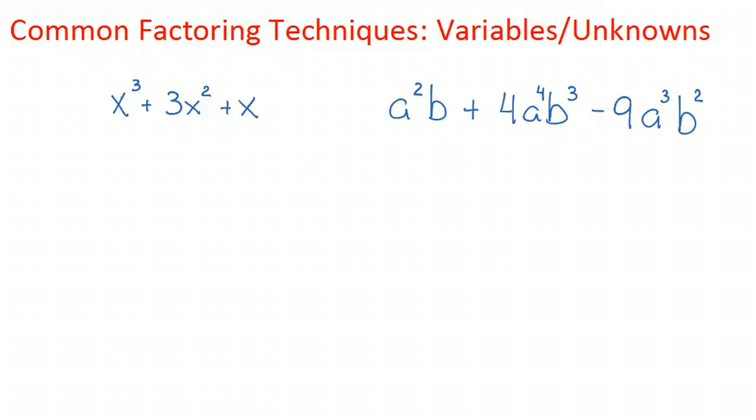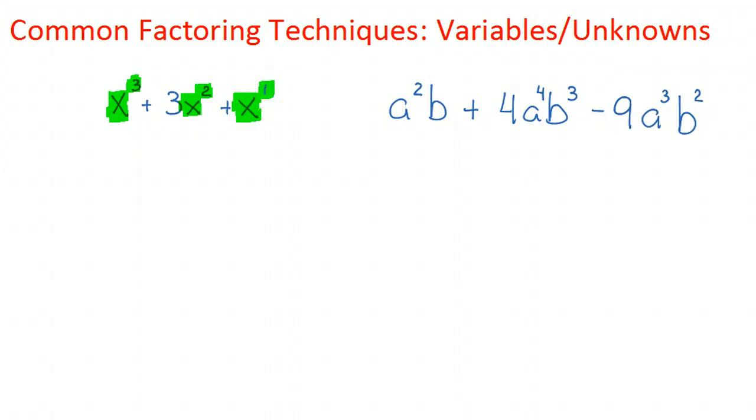So what I'm going to do when I factor out unknowns here is I'm going to take a look, and I see right away that there's an x in each of these. So that means that I can factor out at least one of them. And once I've looked at the x, then I look at the power. So here I have a power of 3, there I have a power of 2, and there I have no power, but what that really means is that I have a power of 1.